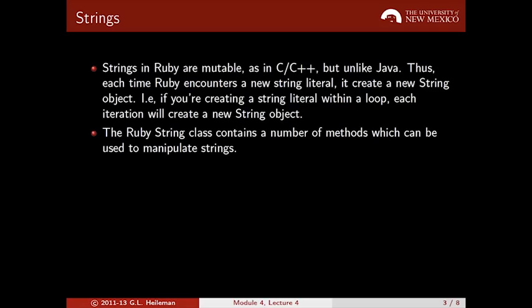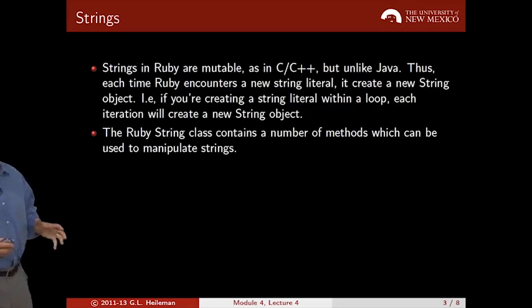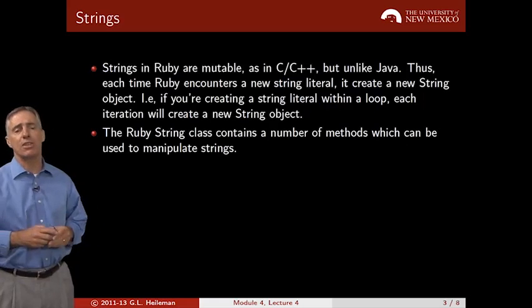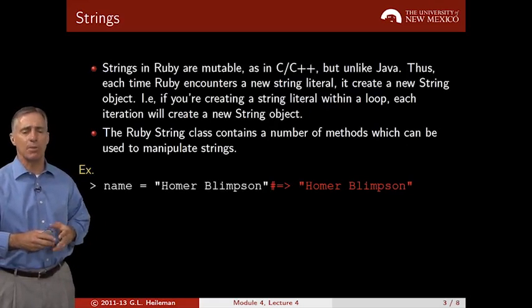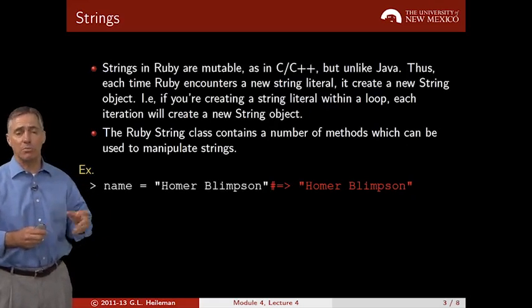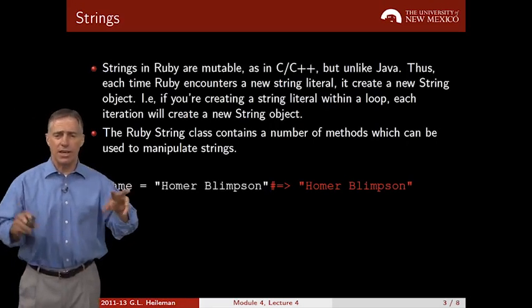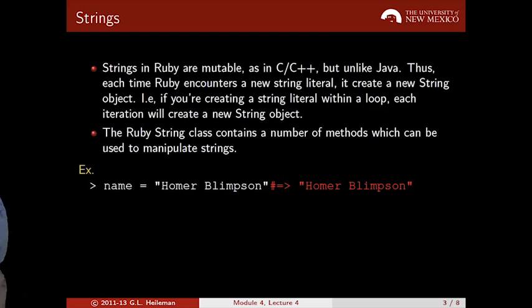So there are a number of methods associated with strings. The string class is a very powerful class in Ruby. There's a lot of methods associated with it. Here's an example. From the IRB prompt, type name equal, and here I use Homer Blimson. And you'll notice that the string itself is returned on the next line, and I'm showing that as a comment in what I'm showing you here.